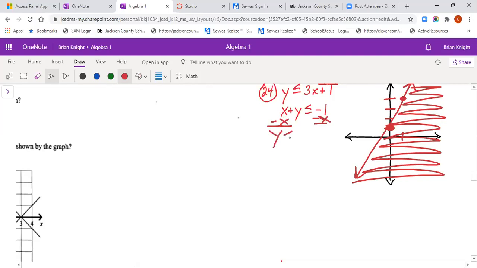Here, I need to move my x over first. So y is less than or equal to negative x minus 1. So where is this one starting? Negative 1, which will be about right there. And I'm going to go down 1, right 1. So it's looking this direction, and it's also a solid line, yes? And do I shade above or below it? Below it.